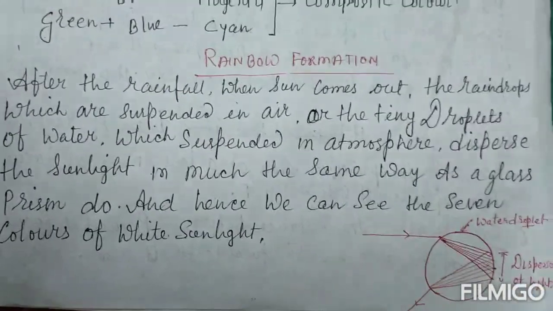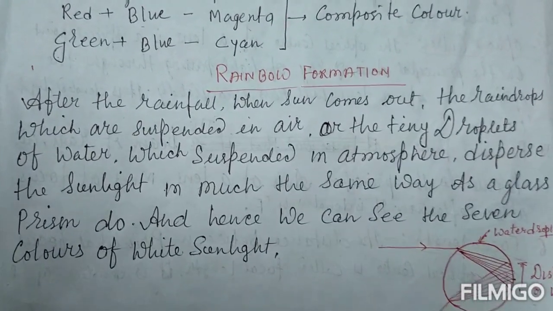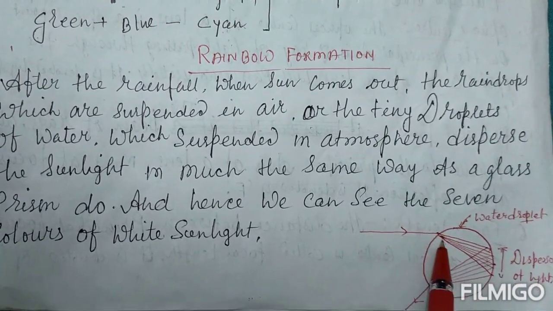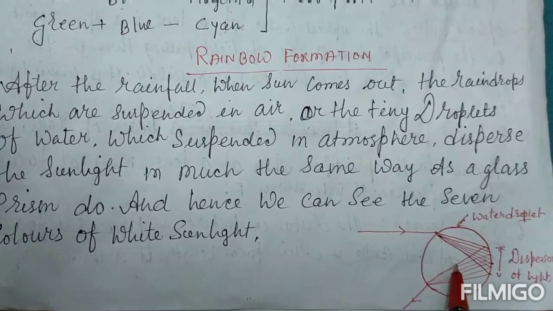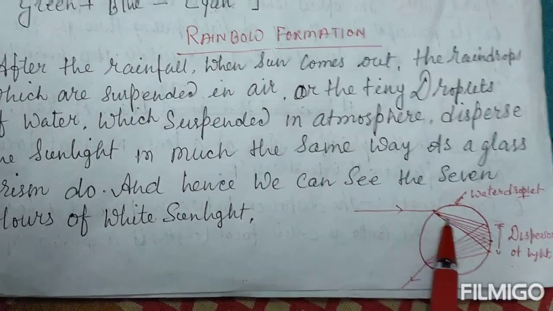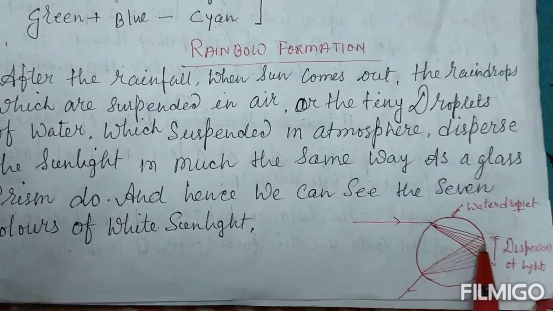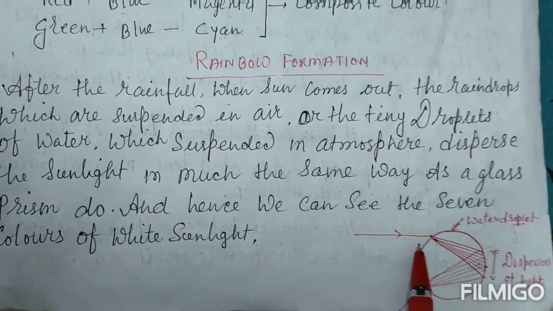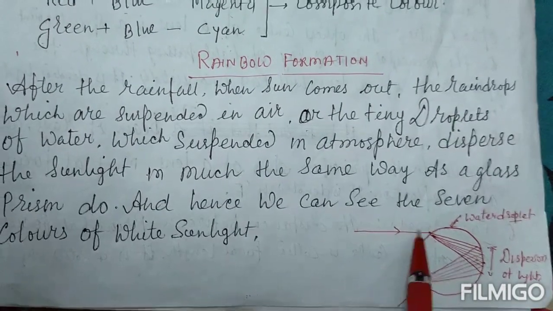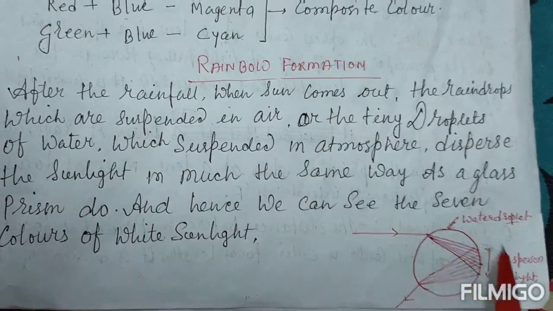One very important phenomenon of nature that is based on dispersion of light is rainbow formation. How does a rainbow form? Simply, when white light falls on the droplets after rainfall, there are so many droplets suspended in the air. When the white light falls on the droplets, they disperse the light in the same way a prism does. This dispersion takes place in so many drops, and thus we see the band of colors, the rainbow.